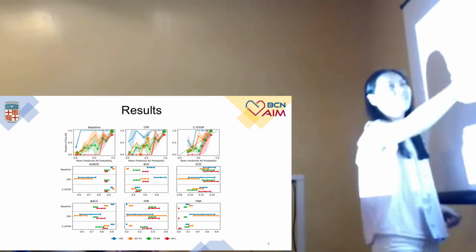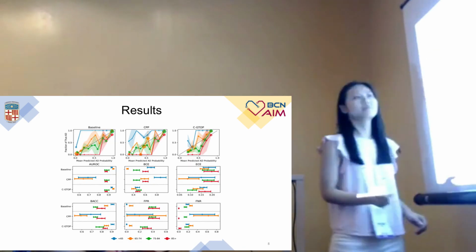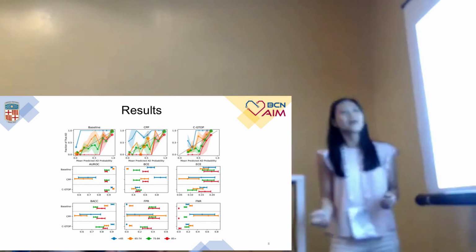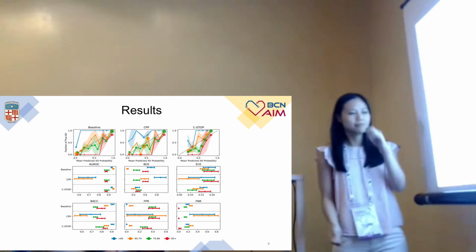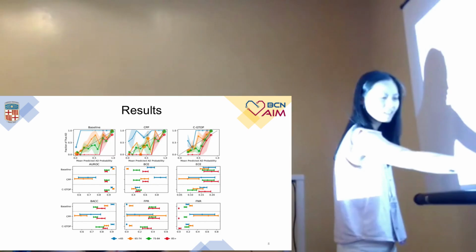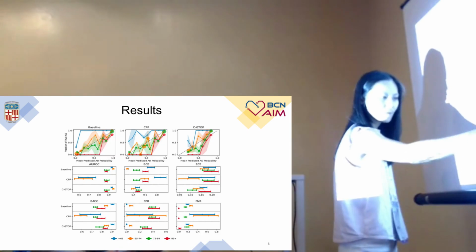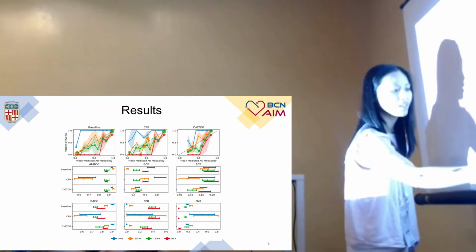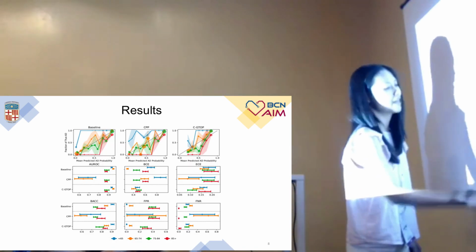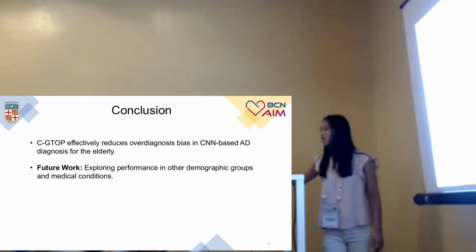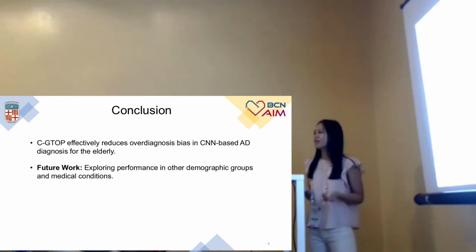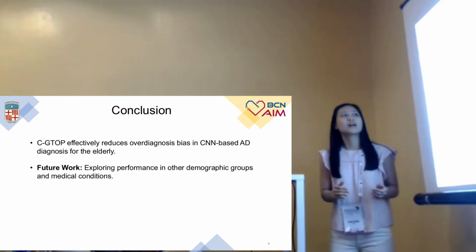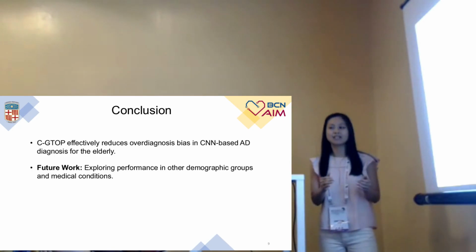As you can see here, their calibration curves are much closer to the diagonal, indicating better calibration, and their false positive rate for the 75 to 84 age group is reduced by 11%, and for the 85 plus age group it is reduced by 8%. So in conclusion, C-REDOC effectively reduces overdiagnosis in CNN-based models for AD diagnosis in the elderly.